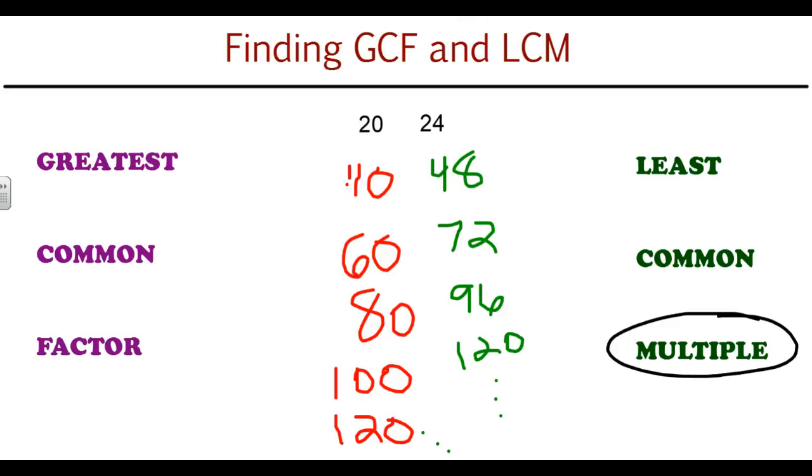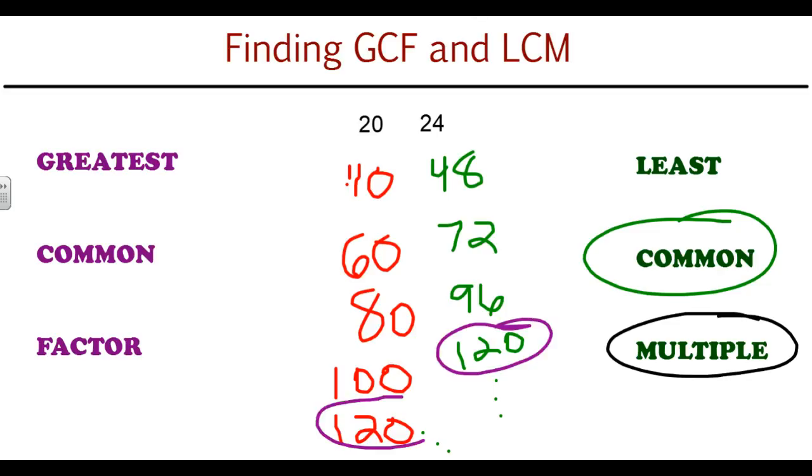And so we're still looking for multiples that they have in common, but because they're multiples, we're going to look for the smallest multiple they have in common. We can always just multiply 20 and 24 and get 480, but we can see that 120 is smaller than 480, but it's actually a number that they have in common. So 120 is, in this case, the least common multiple.